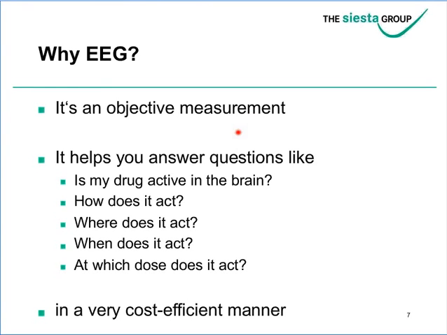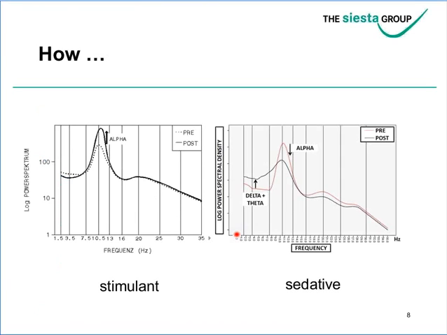It helps you answer a variety of questions, such as: is my drug active in the brain at all? If yes, how does it act? Where does it act? At what point in time? So when? And what is my best dose with respect to an expected action? And it measures all this and answers those questions in a very cost-efficient manner. So let me have a closer look at each of these important questions and answers.